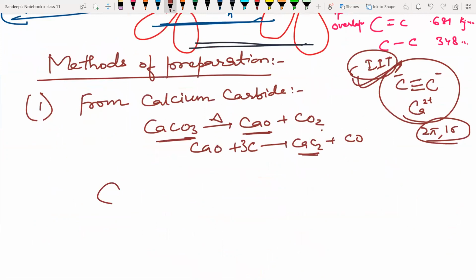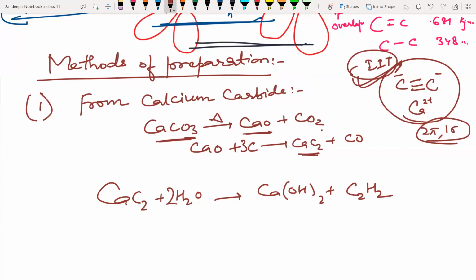Now when calcium carbide is treated with water, it forms calcium hydroxide plus acetylene. So this is calcium carbide. When calcium carbide is treated with water, it forms calcium hydroxide plus acetylene, or ethyne.